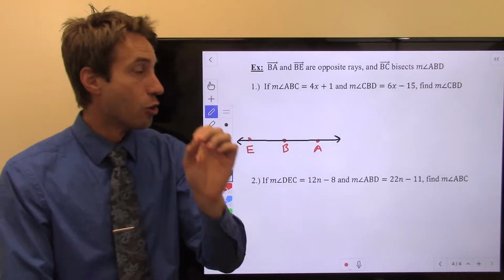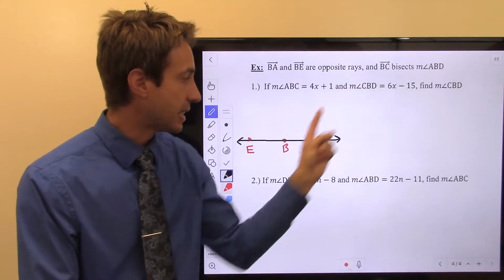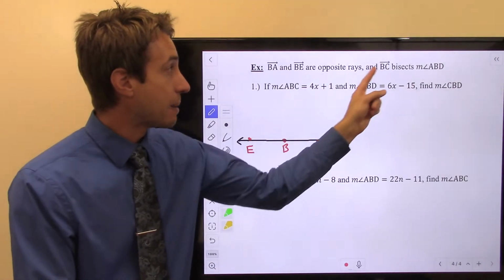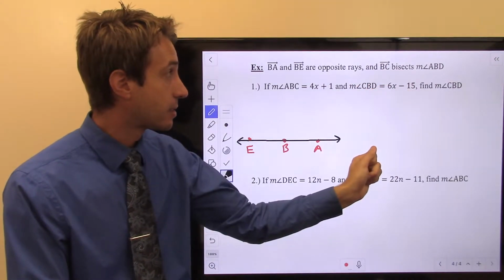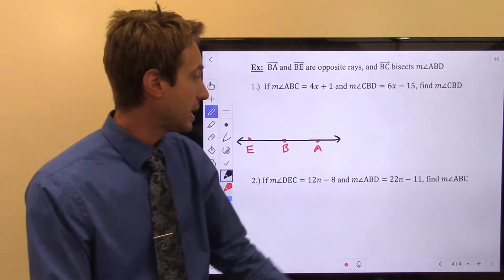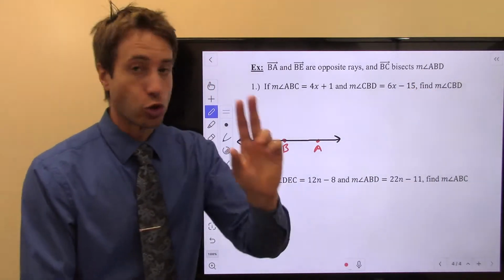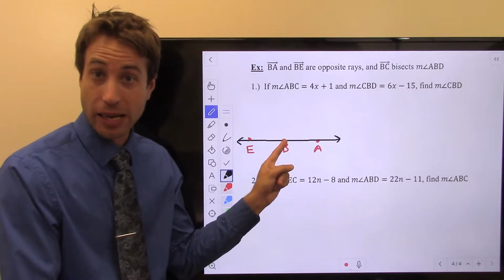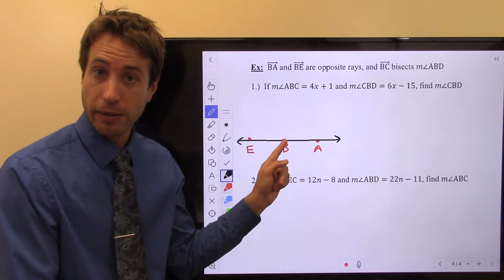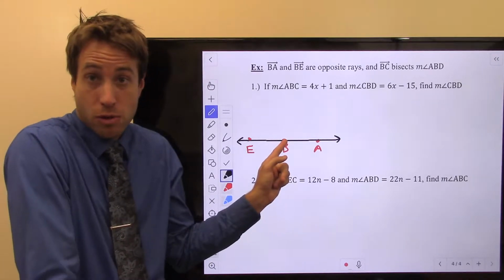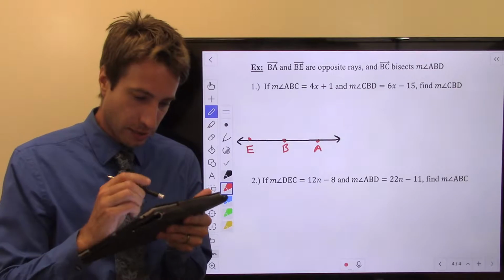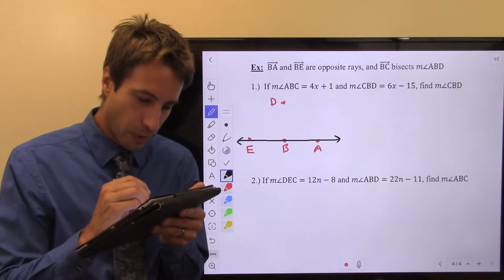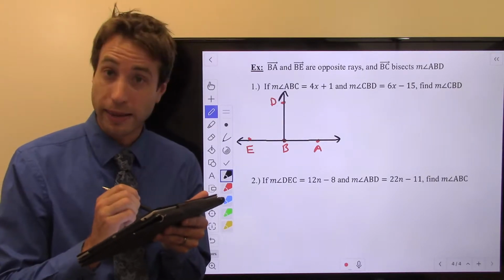Now, here we go. Ray BC. It's a ray, so it starts at B and runs through some point C. We'll figure out where that's at. Ray BC bisects ABD. Okay, so I need to create another angle, ABD. I need another point D. Does it tell me where to put it? Nope. Okay, so let's find a point D. Let's say right there. Doesn't tell me where to put it, so I'm going to put it right there. That's what we'll call it.